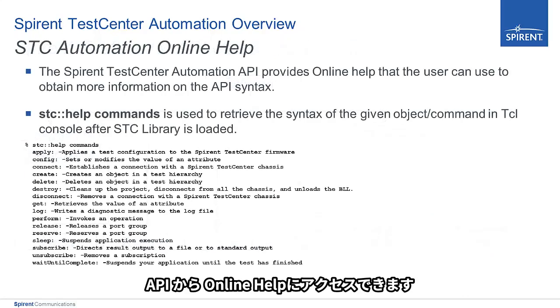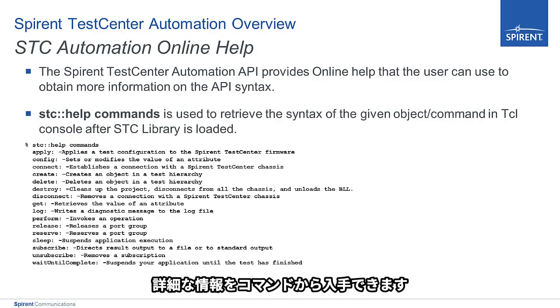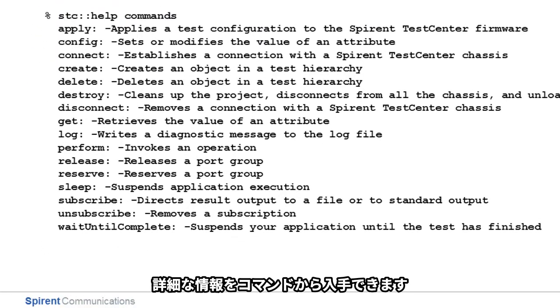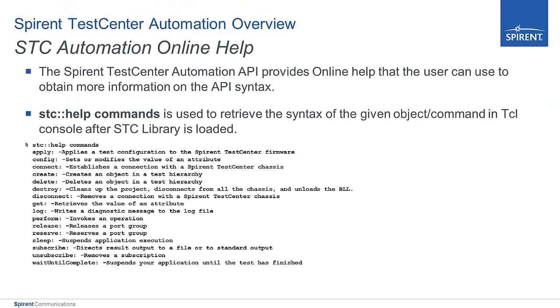In order to help you with the development of the test scripts, the Spirent TestCenter Automation API provides online help that you can use to obtain more information on the API syntax. The stc help command is used to retrieve the syntax of the given object or command from a Tickle shell. If you type in stc help commands, it will display all of the help commands that are available to you. You could then further display additional information about the syntax of that command.